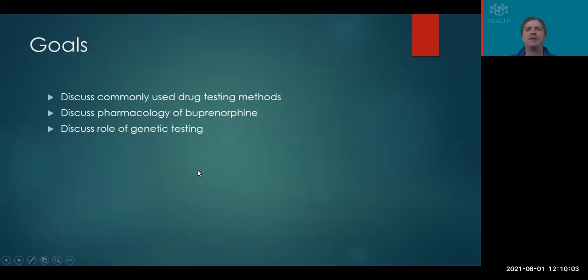Okay. So we're going to discuss some common testing that's used in drug testing methodology. One of the things that I'm consulted on or asked to be involved on multiple times a week has to do with false positives and false negatives of drug screening, and how to make sure we get those testing results accurate for a court of law level. And so we'll talk about two primary ways of testing. We're going to talk about some of the pharmacology of buprenorphine, specifically the pharmacokinetics.